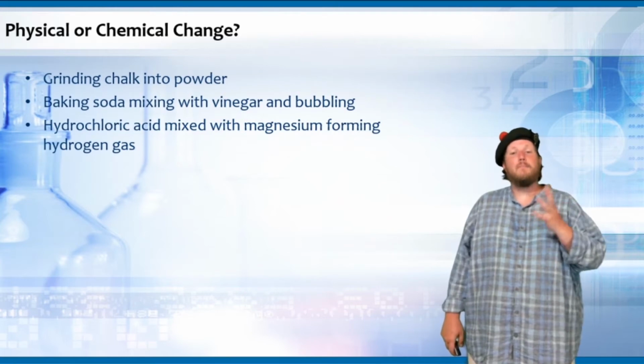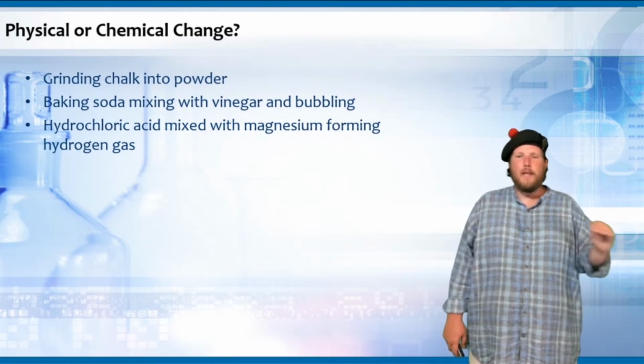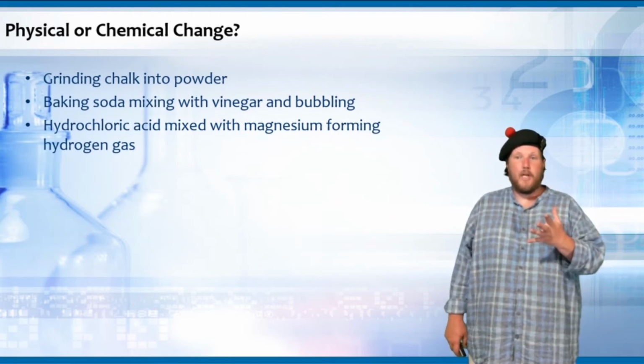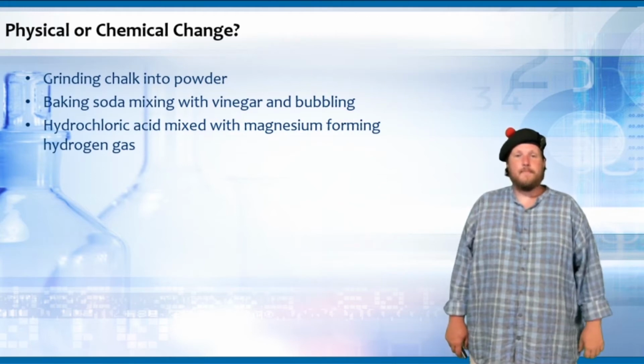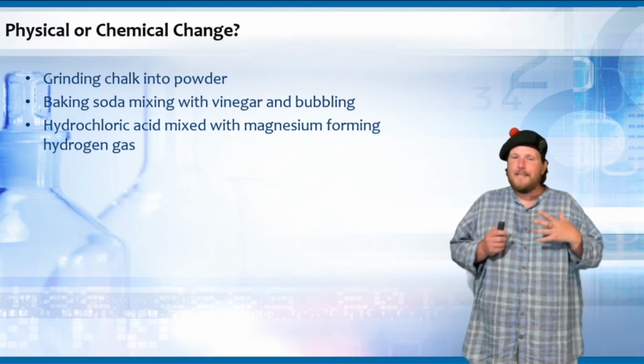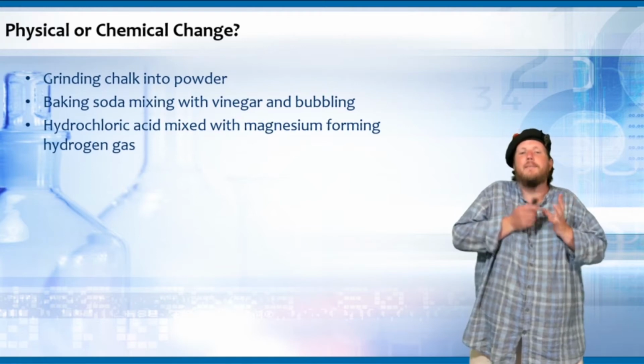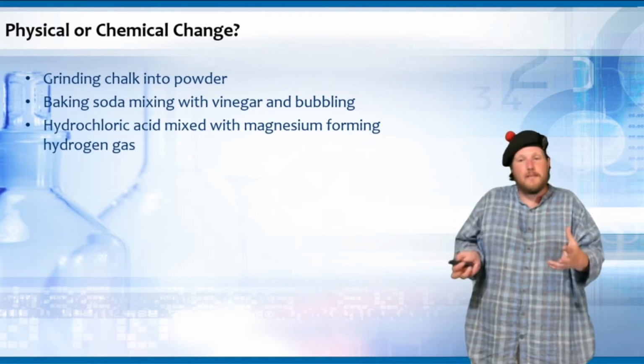Hydrochloric acid mixed with magnesium forming hydrogen gas. Chemical or physical change? So the key here is that it says it forms hydrogen gas. It makes something new. So this is a chemical change.